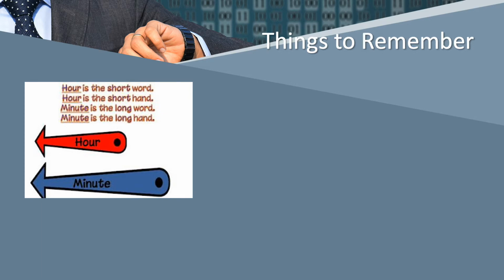Hour is a short word. So hour is a shorthand. Minute is a long word. Hence minute is a long hand. So that way you should remember that the shorter hand is the hour hand and the longer hand is the minute hand.